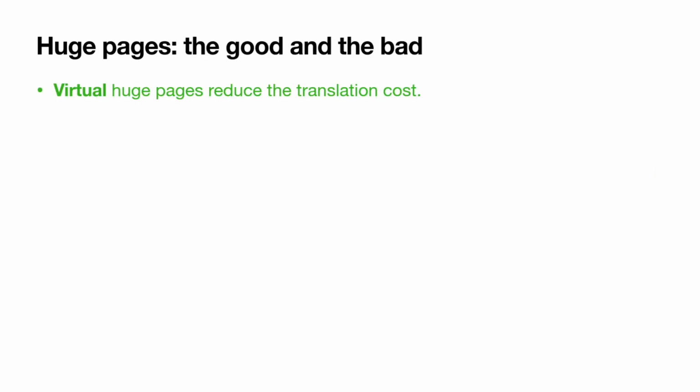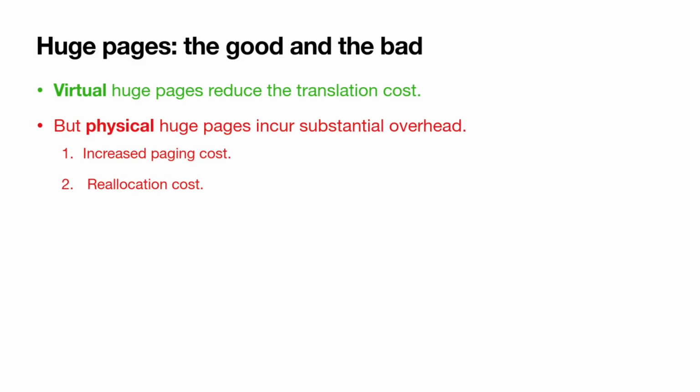So this creates additional costs, which means that huge pages are not all good. The good side of huge pages is that virtual huge pages reduce the translation cost because the TLB is able to translate more virtual addresses. But physical huge pages incur substantial overhead. They increase the paging cost because we need to fetch more pages to create one of these huge pages, and they also create reallocation costs in case we need to move pages around to create it.